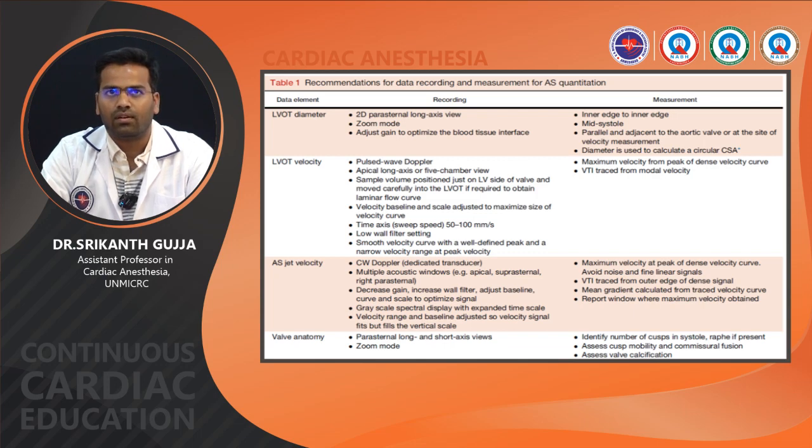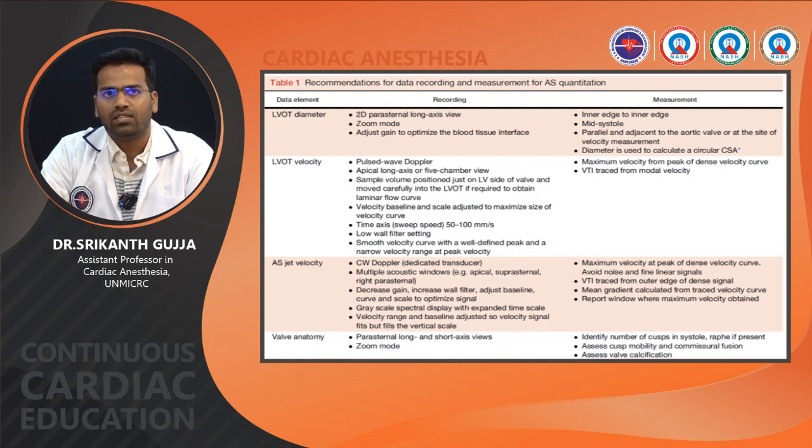This is for transthoracic echo. For LVOT diameter, use the 2D parasternal long axis view. This is measured in mid systole, inner edge to inner edge, and LVOT velocity is measured with pulse wave Doppler in the apical 5 chamber view. Maximum velocity from the peak of the dense velocity curve should be measured.